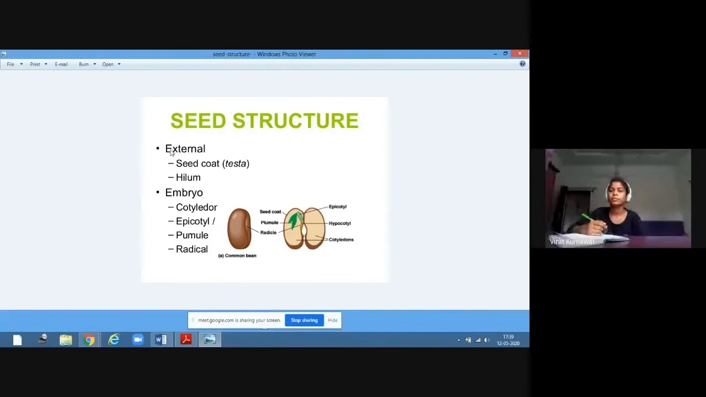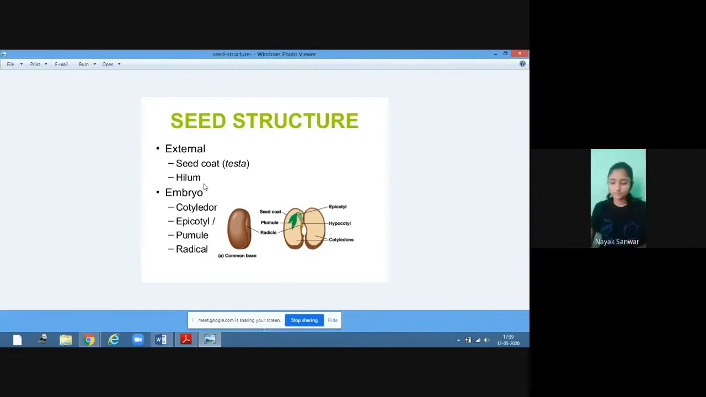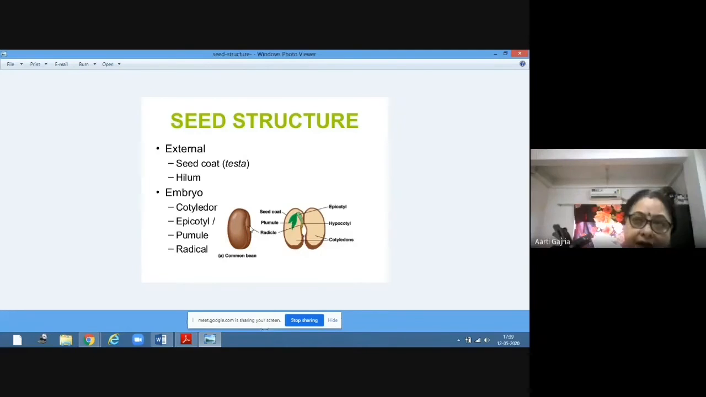Now, this external seed coat is called testa. What is hilum? Hilum, you remember? We have studied hilum. The portion where the ovule is attached to the ovary. That is hilum. So this is the portion.